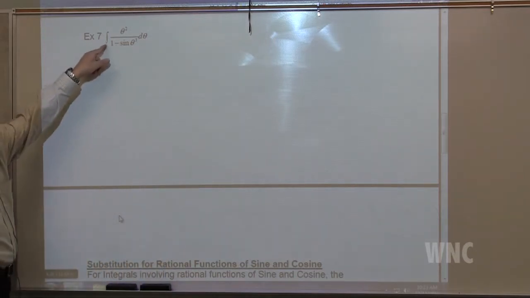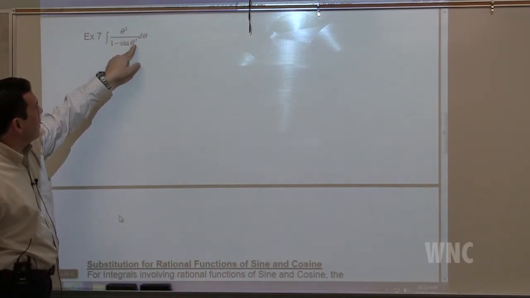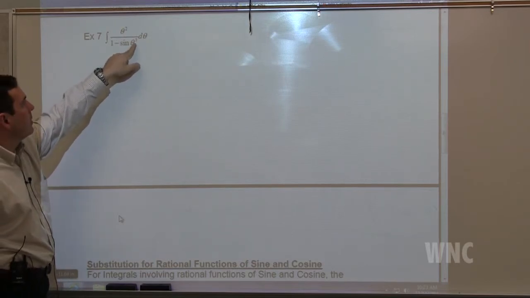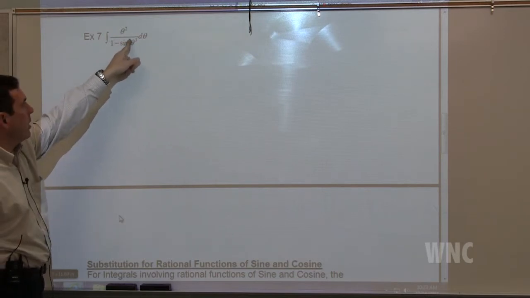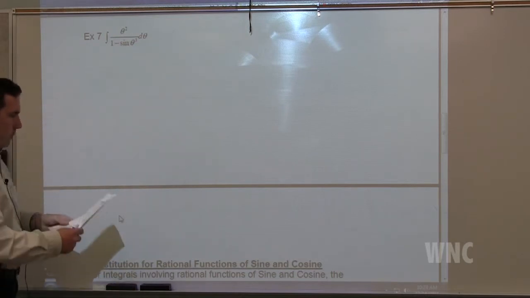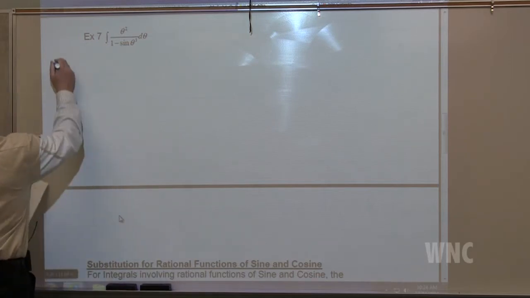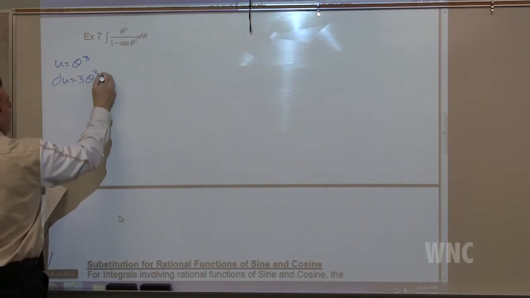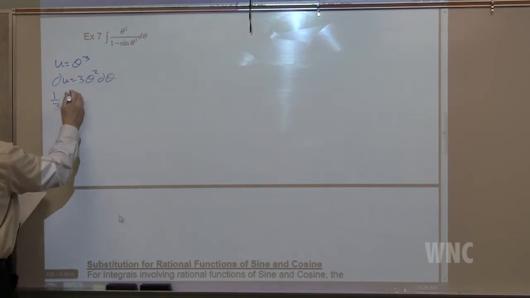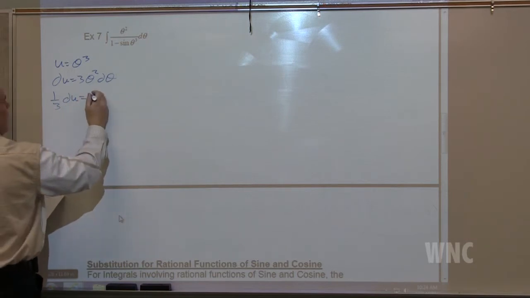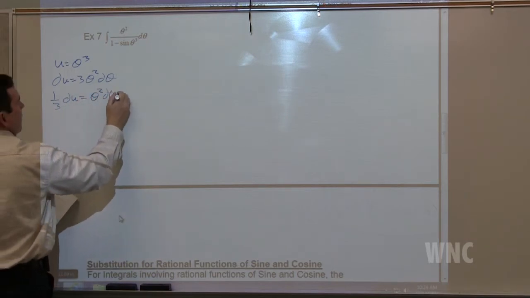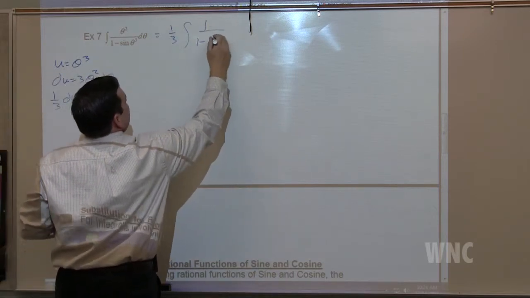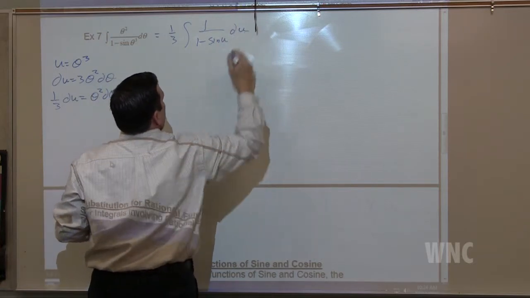Here we have integral of theta squared over 1 minus sine theta cubed. Now this cubed applies to the theta, not to the sine, because it would be here if it was for the sine. So I'd say u equals theta cubed, du equals 3 theta squared d theta. So 1/3 du equals theta squared d theta. This becomes 1/3 integral 1 over 1 minus sine u du.